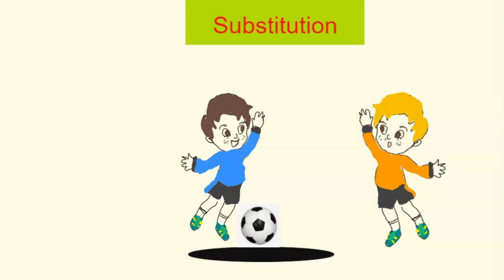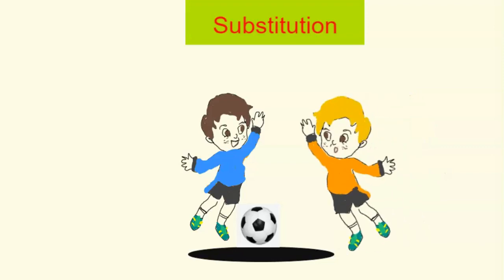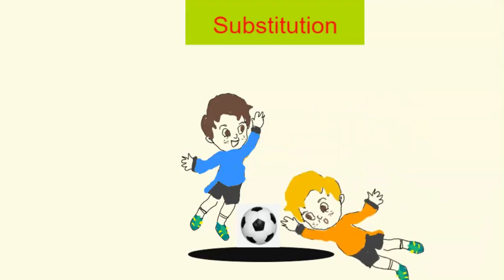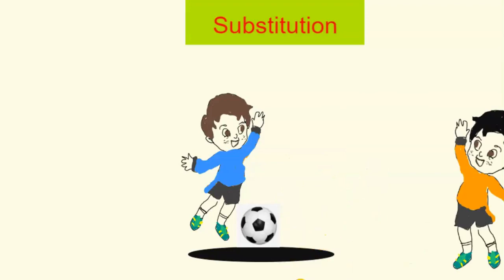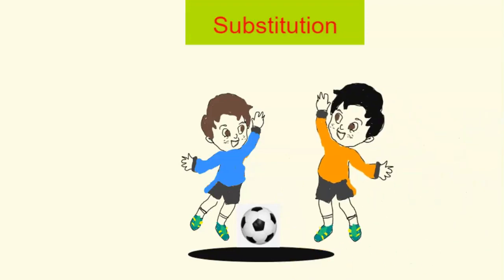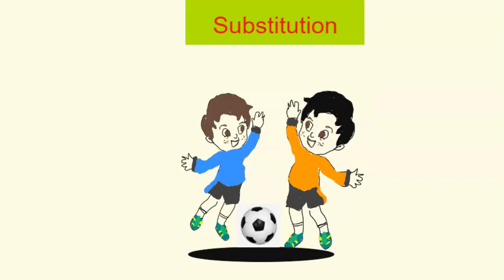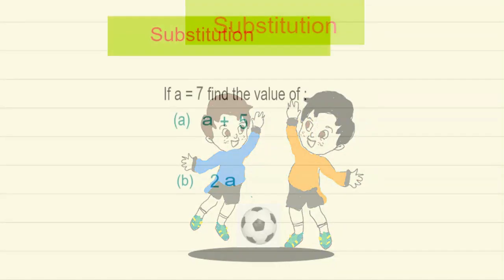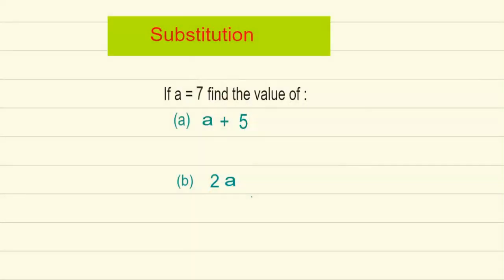Our tutorial for today is about substitution or replacing. So for example, in a game of football, if a player falls down or hurts himself, somebody else from the bench will come over and replace him or substitute him in order for the game to continue. So let's have a look at some examples for substitution.